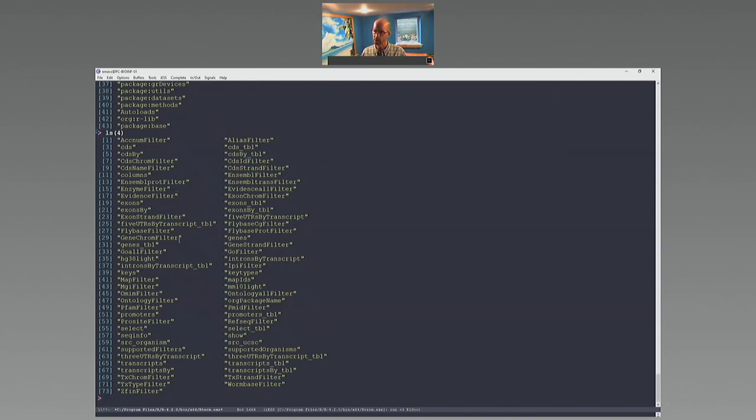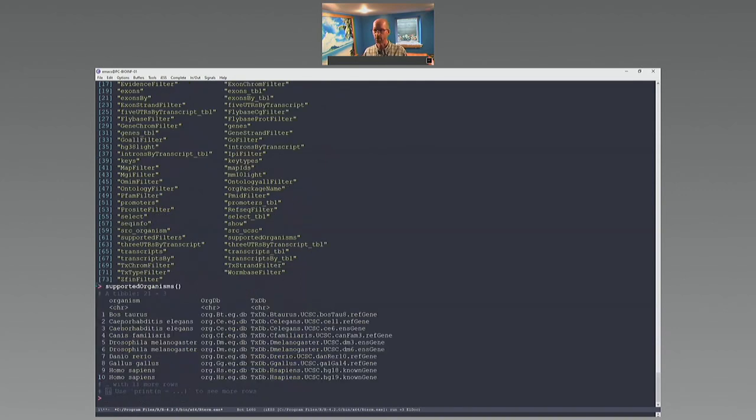And if I look at this and I do supported organisms, that looks like a thing that we might be able to use. So if we do it, it actually works. So supported organisms with no argument tells us there's 21 different organisms that are supported.